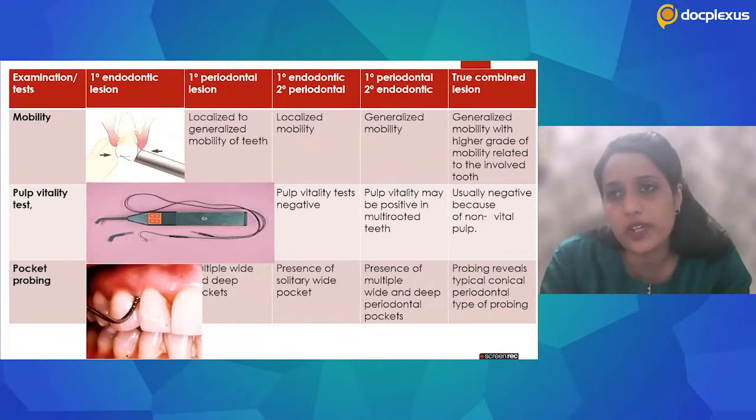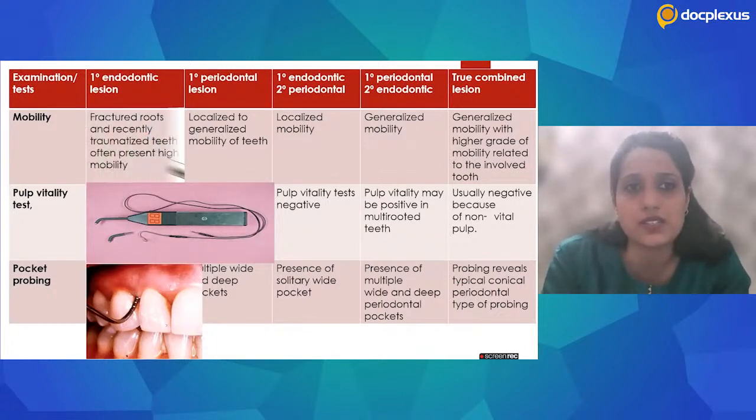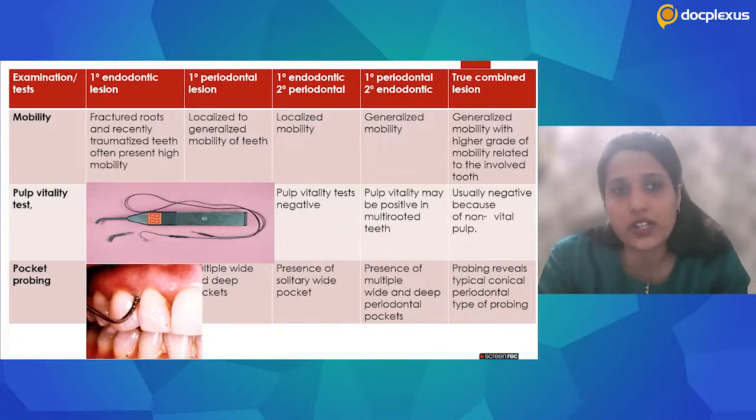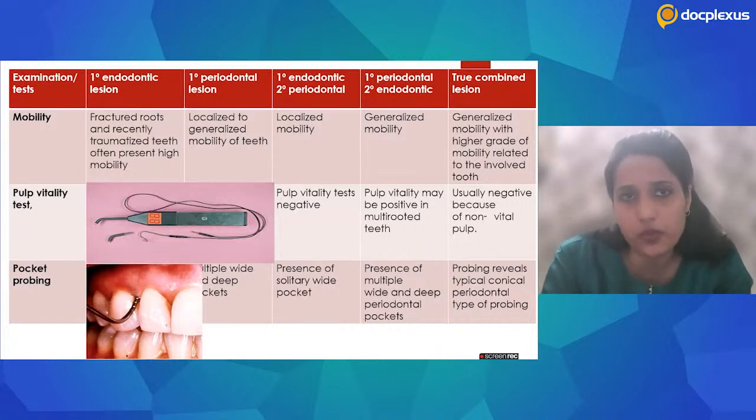Now coming to mobility, again, we know how to check for the mobility. With the opposite end of the mouth mirror and one of our fingers, we try to move the tooth. If it is moving, then obviously there will be mobility. We all know there are grades of mobility. That is how we check how the mobility is. Fractured roots in primary endodontic lesion: fractured roots and recently traumatized teeth will present with mobility. Otherwise, there will be no mobility.